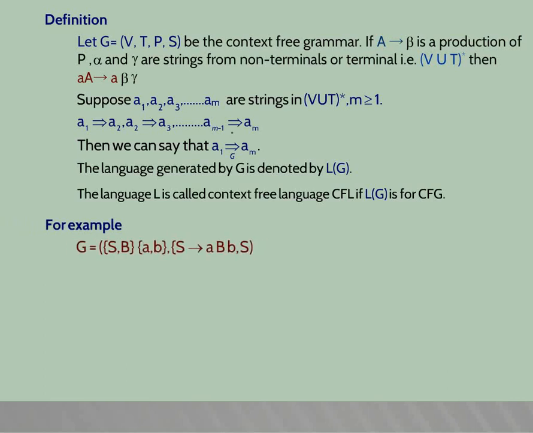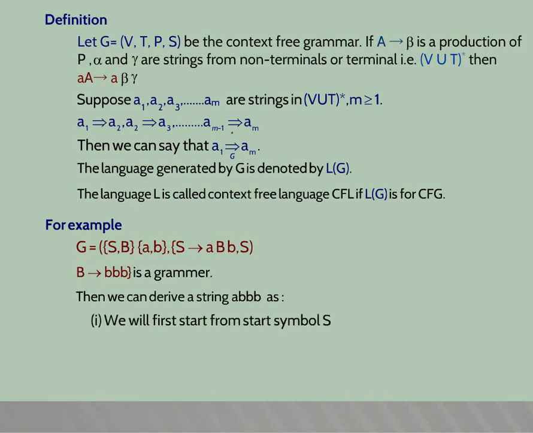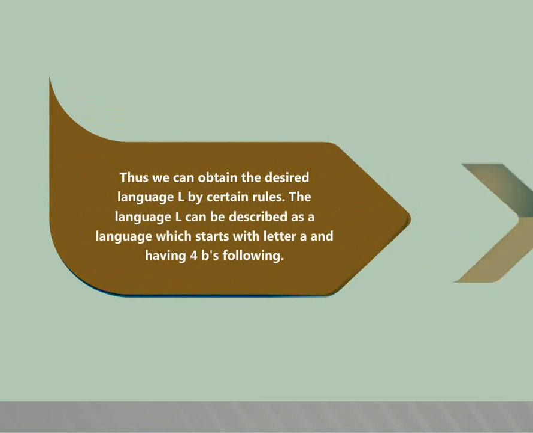For example, G = ({S, B}, {a, b}, P, S) with S → aBb, B → bbb is a grammar. Then we can derive the string abbbb as follows. We first start from the start symbol S. S implies aBb. Then we replace B by bbb. So S implies aBb implies abbbb. Thus, we can obtain the desired language L by certain rules. The language L can be described as a language which starts with the letter a and has 4 b's following.